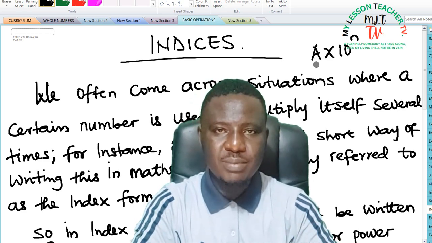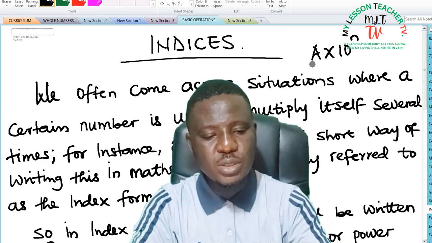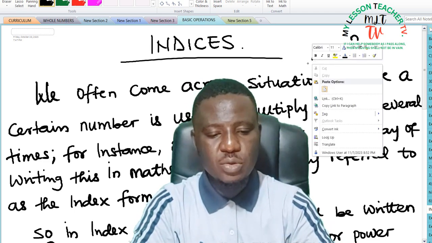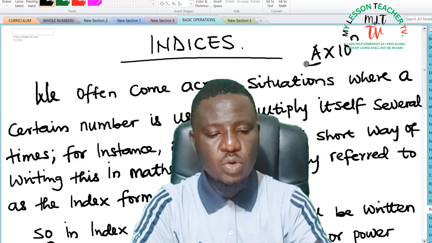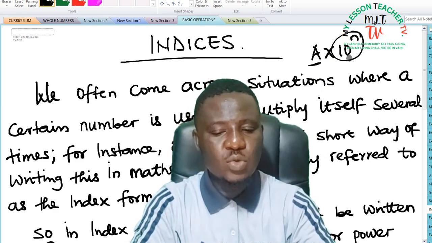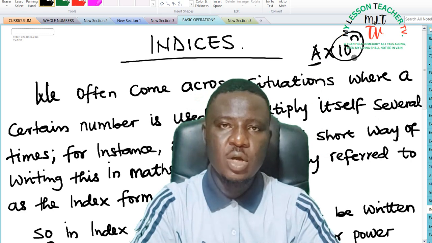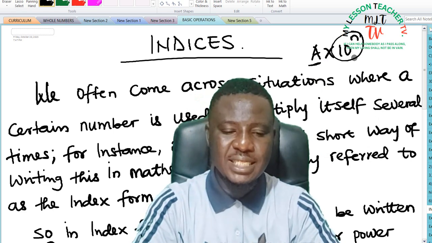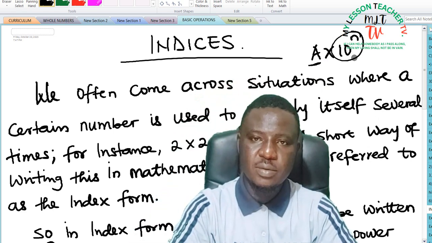In our elementary mathematics, we were taught how to multiply numbers together, but we were never taught how to multiply this kind of numbers. And this is what we refer to as indices. So we shall be looking at indices in today's class.